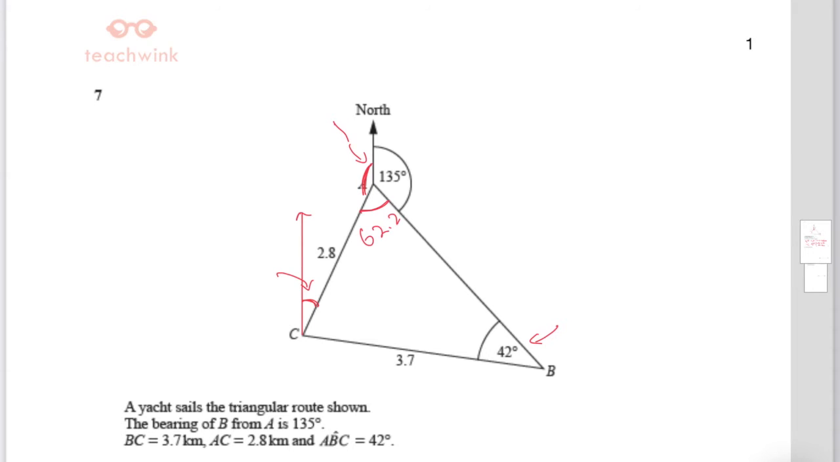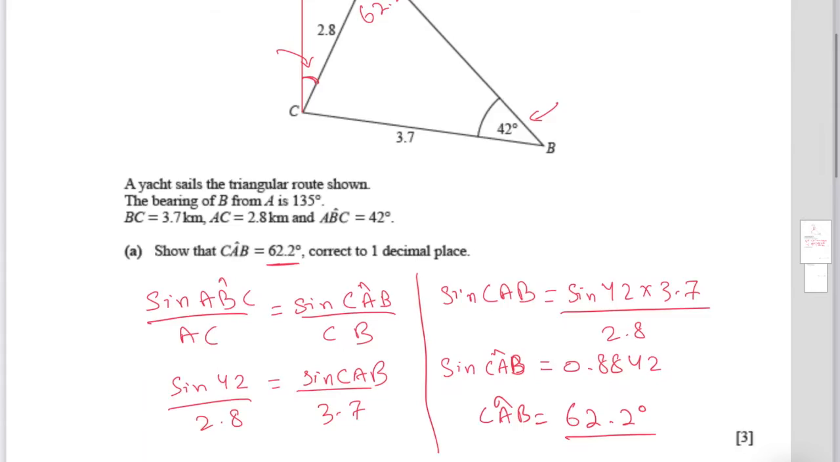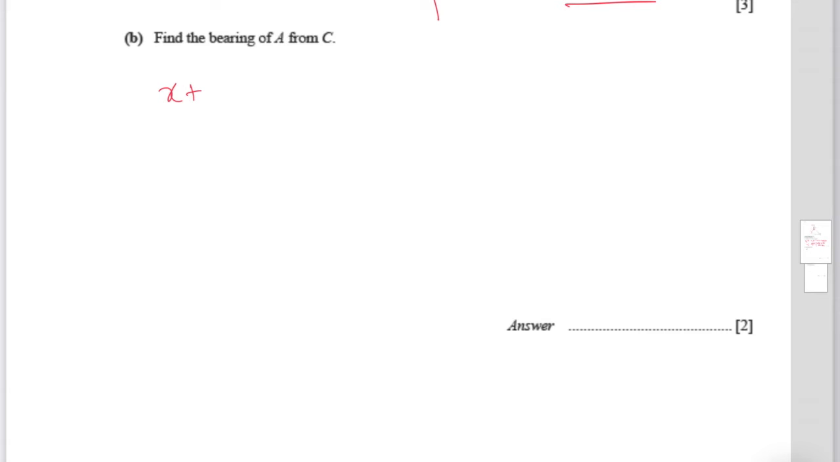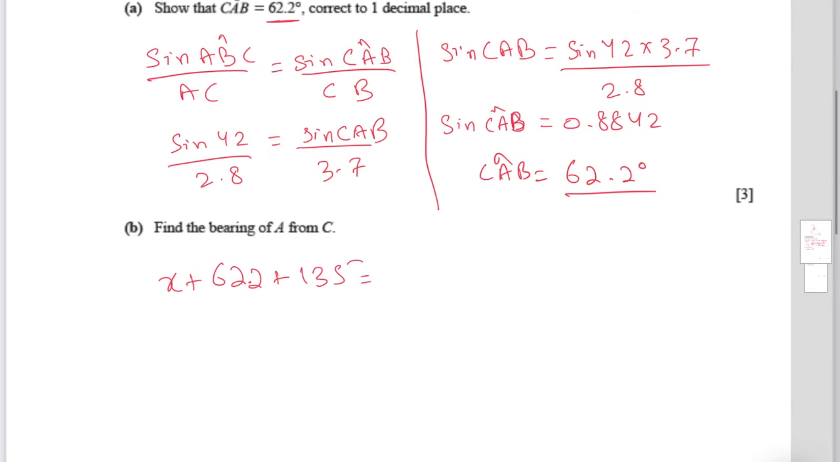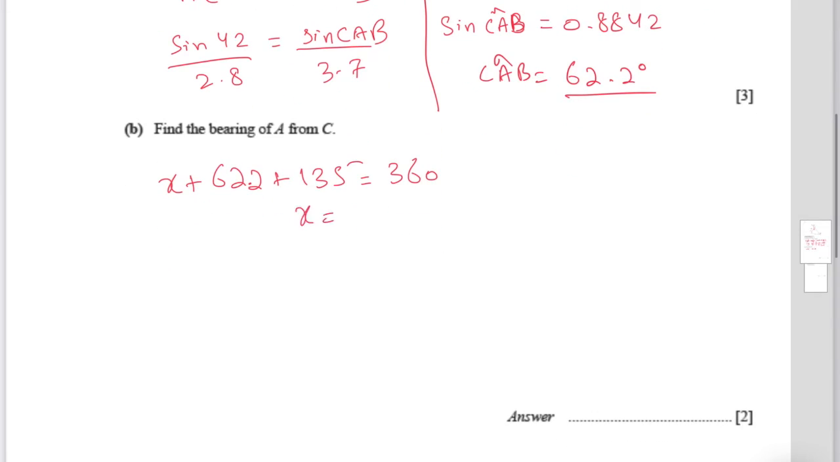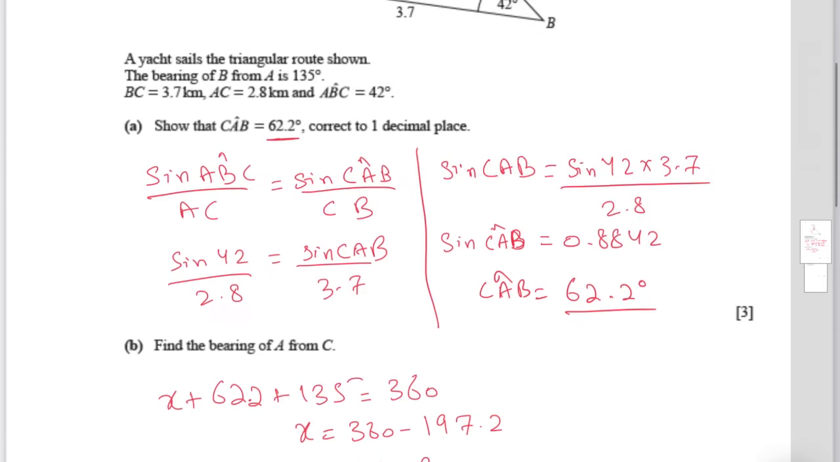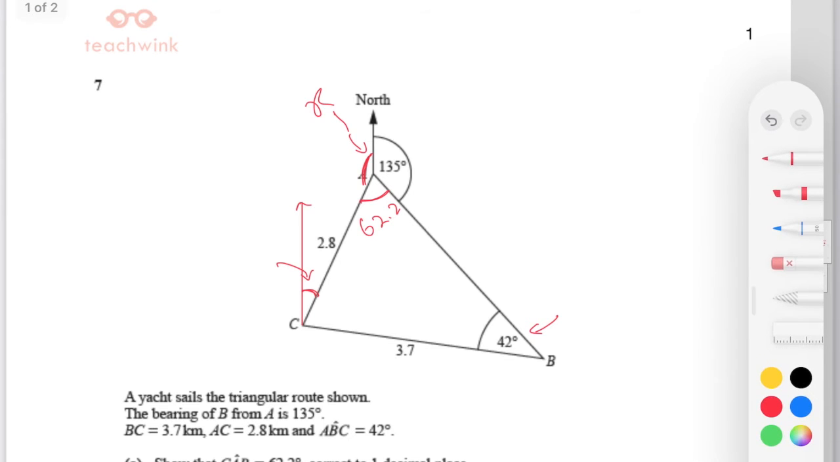Let's call this x for a second. X degrees plus 135 plus 62.2 should give us 360. So let's add all of them. X plus 62.2 plus 135 should be equal to 360. So x would be equal to 360 minus 62.2 plus 135, which is 197.2. So x is equal to 360 minus 197.2. We get 162.8.